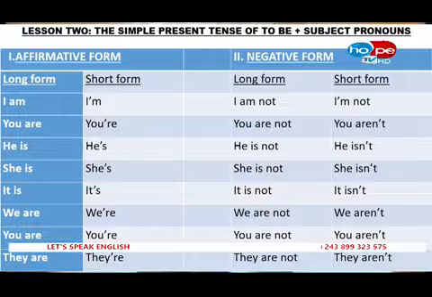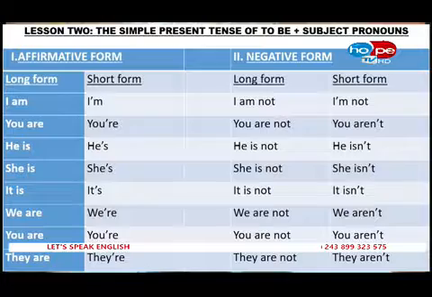And short form, we have I'm not. You aren't. Over there you have to pay attention. I don't say "you aren't", no, I say "you aren't". When you say it wrongly, you are really mistaken. You have to say aren't. You aren't. He isn't. She isn't. It isn't. We aren't. You aren't. They aren't. Right?